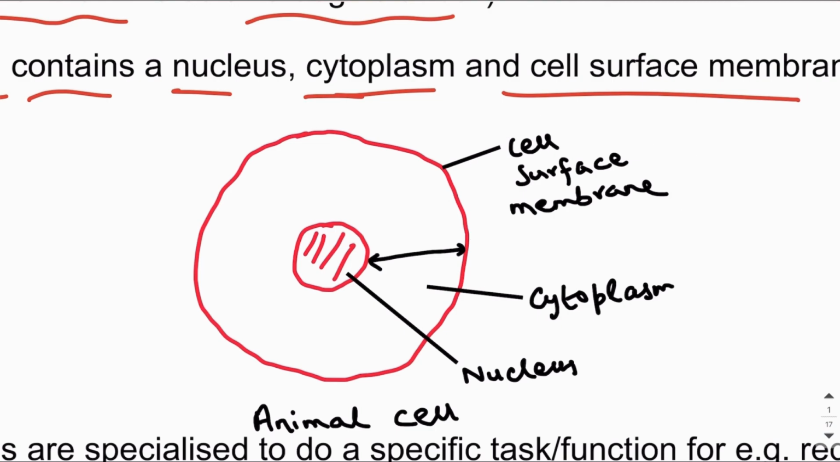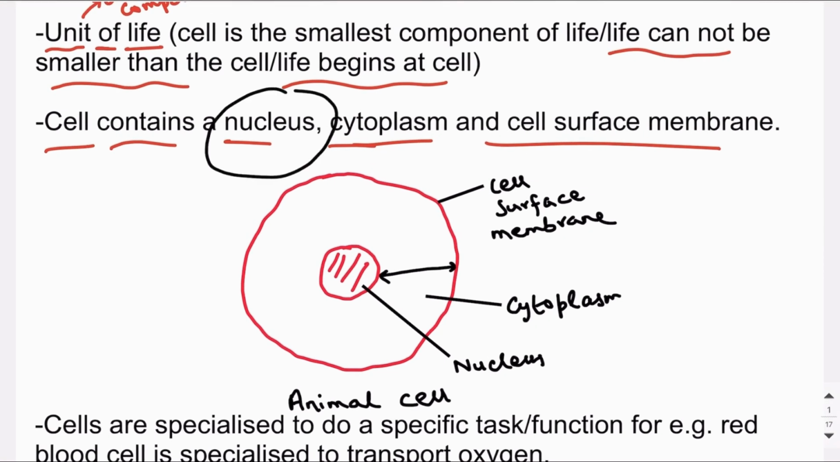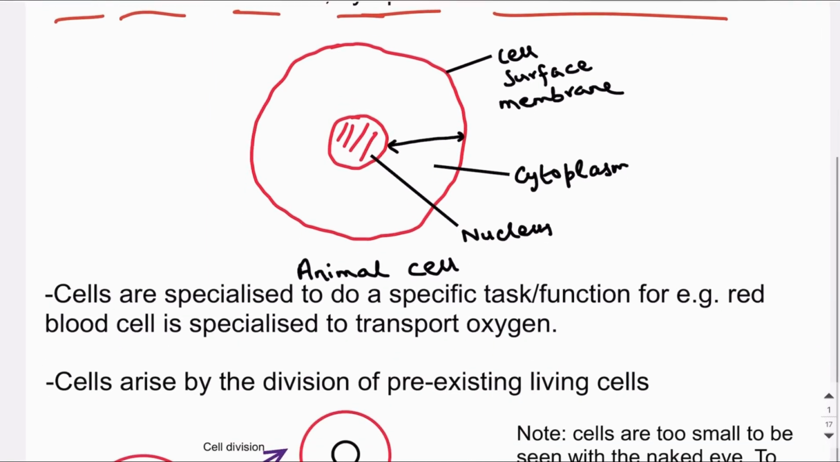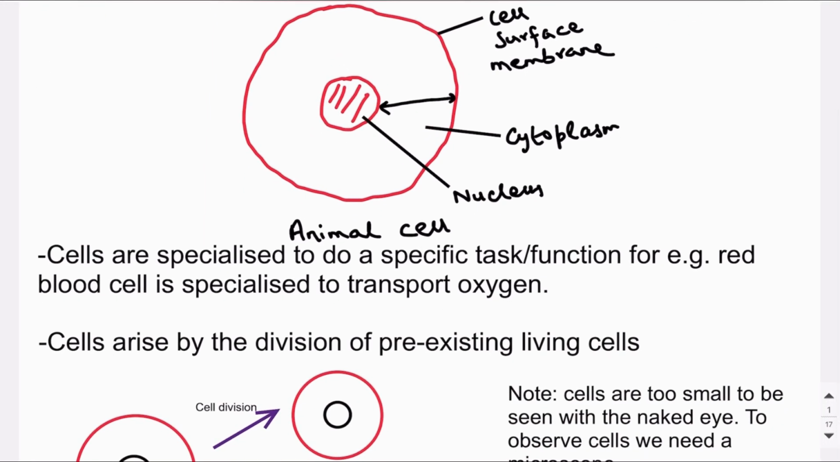But do remember that some cells lack a nucleus. However, they do contain cytoplasm and cell surface membrane. So always remember that if a cell is living, it will always contain cytoplasm and cell surface membrane. It may or may not contain the nucleus, but most cells contain the nucleus. If a cell is dead, you won't see cytoplasm and cell surface membrane in that cell. All right. What else can we write in the definition of the cell?